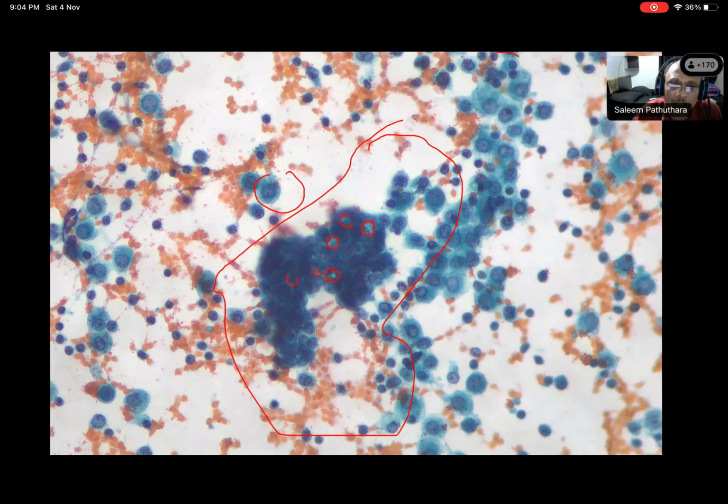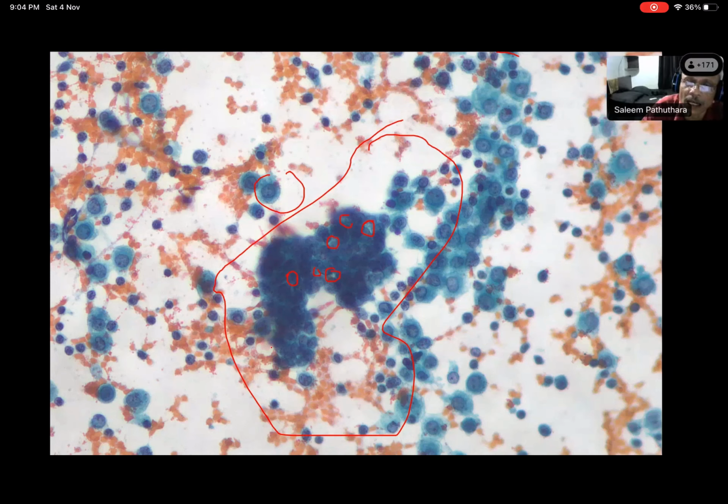What is the most important finding here? Loss of architecture, loss of polarity. It's a papillary cluster which has lost the architectural pattern. Each nucleus, if you look carefully, shows enlargement and some hyperchromasia. The most important features are glandular differentiation and overlapping. Based on this, what would be your diagnosis? Suspicious for malignancy. What kind of malignancy? Adenocarcinoma.